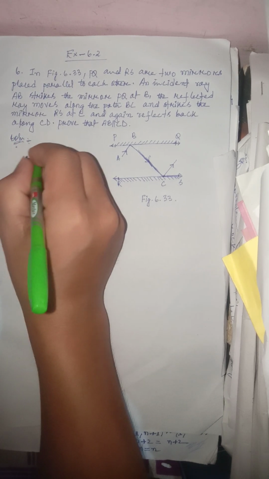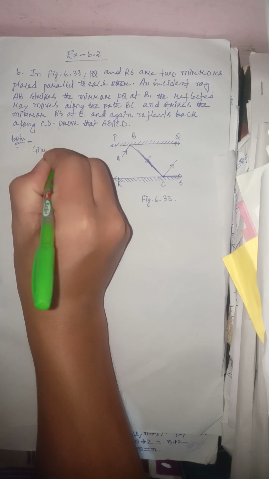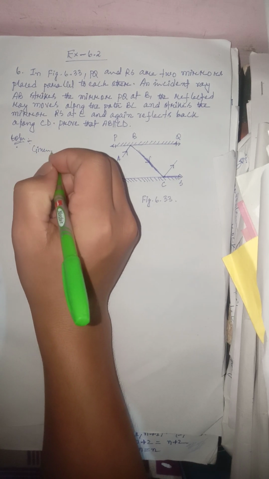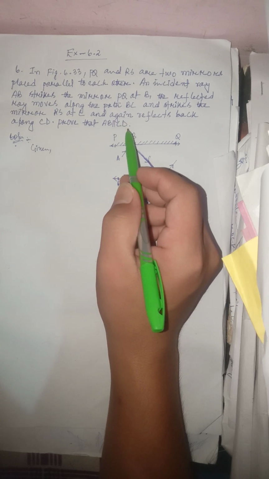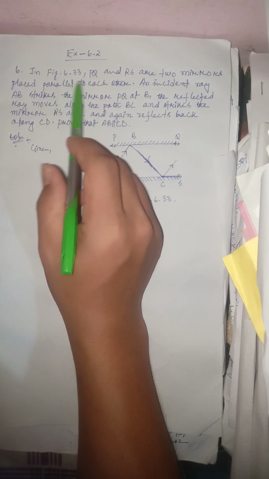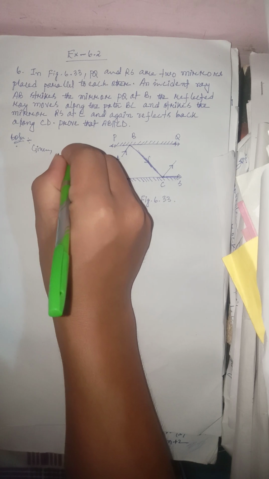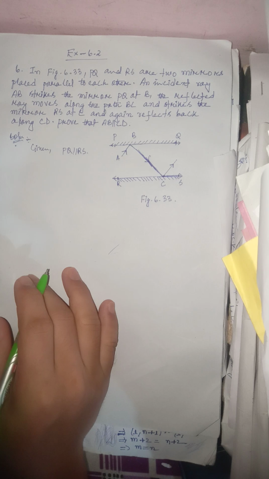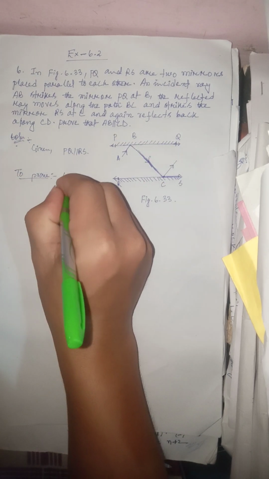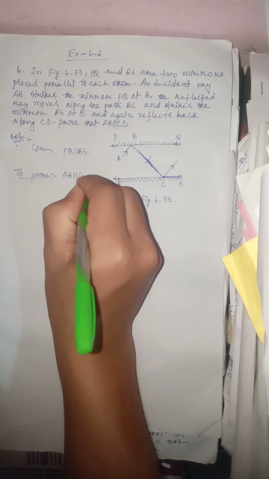First let me write the solution, and after that, let me write the given. What is given to us? In this we are given that PQ and RS are placed parallel to each other, which means PQ is parallel to RS. Alright, so this is what is given to us. And after that, what do we need to prove? Here we need to prove AB parallel to CD.